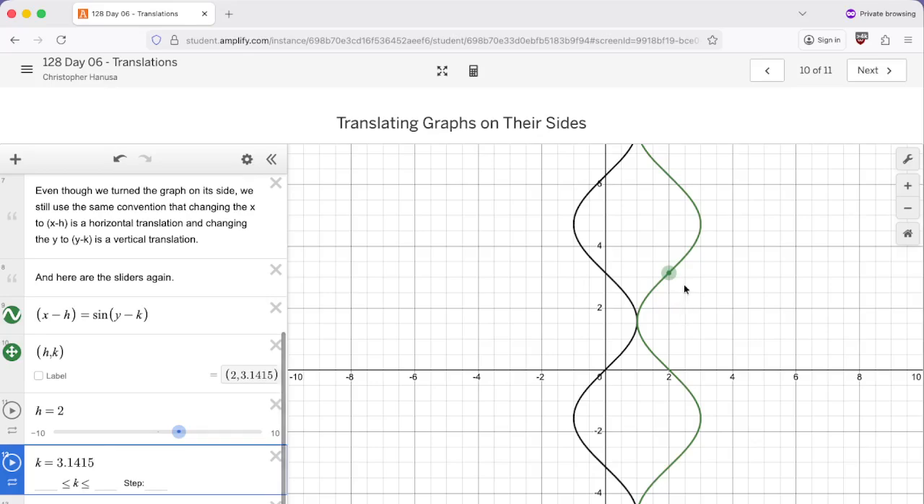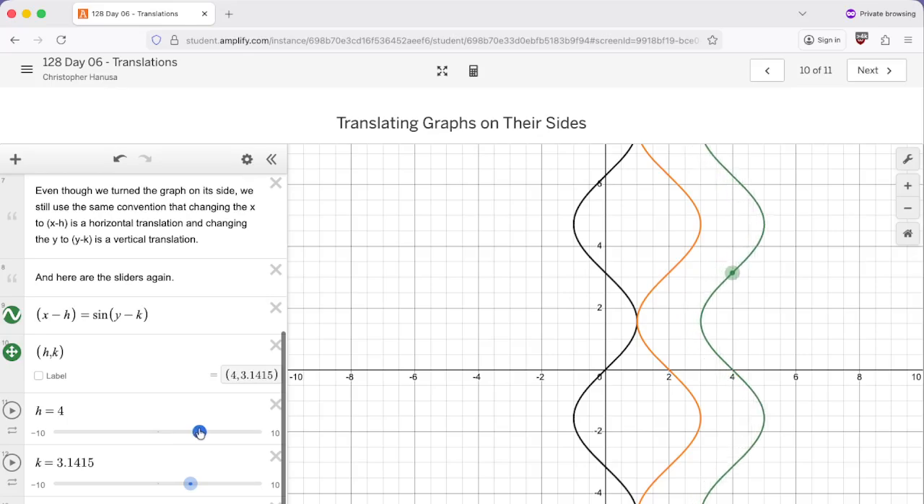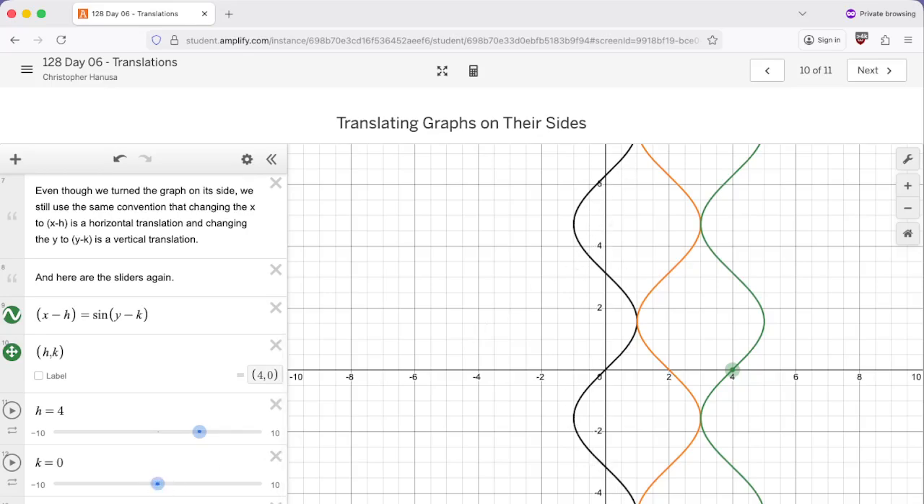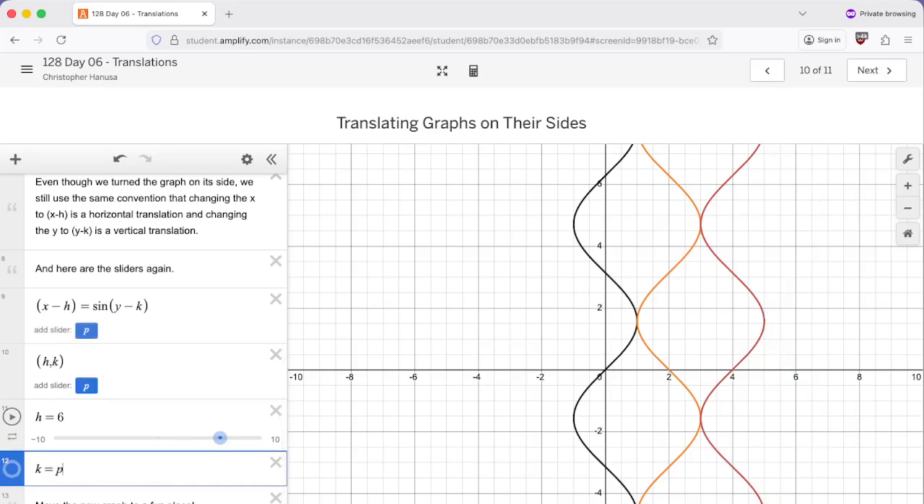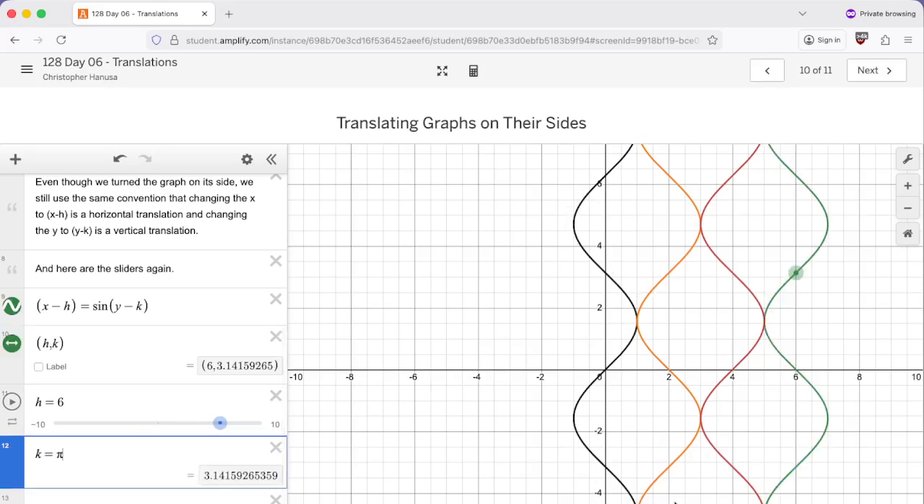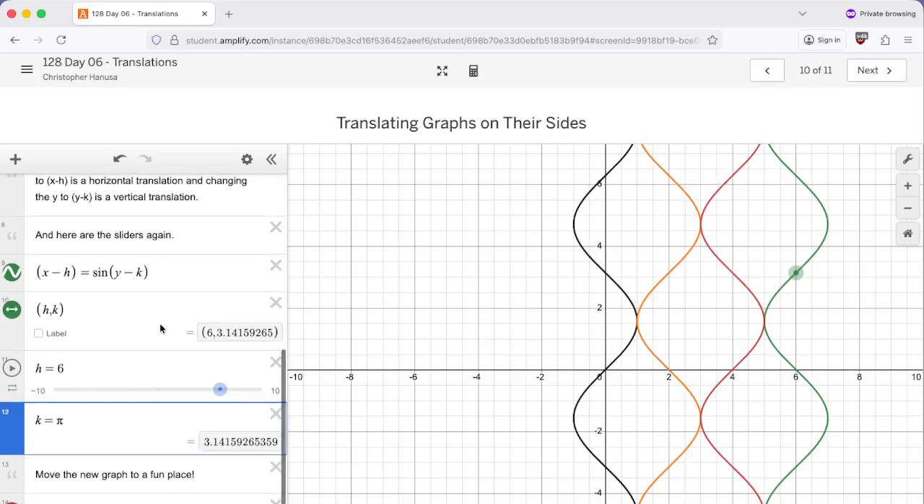Okay, so let's say we want to do that again. Maybe we move this over 4 units. Let's move this back to 0. Hey, look at this kind of fun shape that's showing up. So let me save that one as well. x minus 4 is sine of y minus 0. Let me do one more. I'm going to move h to 6 and then move that one up here. So k is again pi. And hey, look, we're getting a really fun, funky pattern. So there we go.